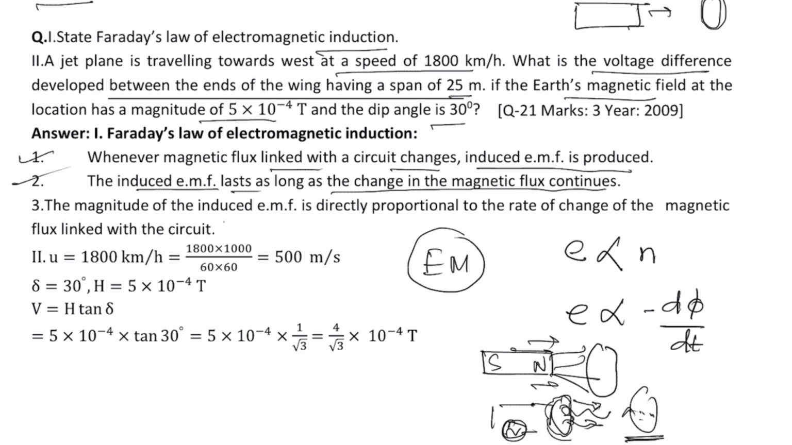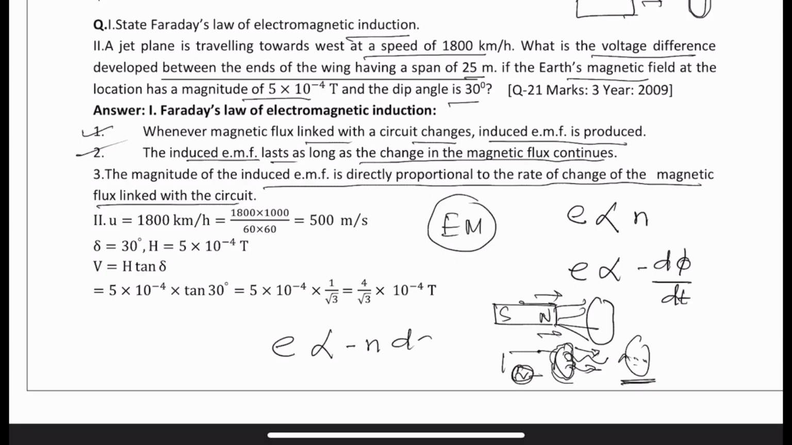The magnitude of the induced EMF is directly proportional to the rate of change of magnetic flux and the number of turns, of course. So the induced EMF is e = -N dφ/dt. The minus sign indicates that the induced EMF is in the reverse direction. Lenz later explained, in Lenz's law, the direction of the EMF produced.